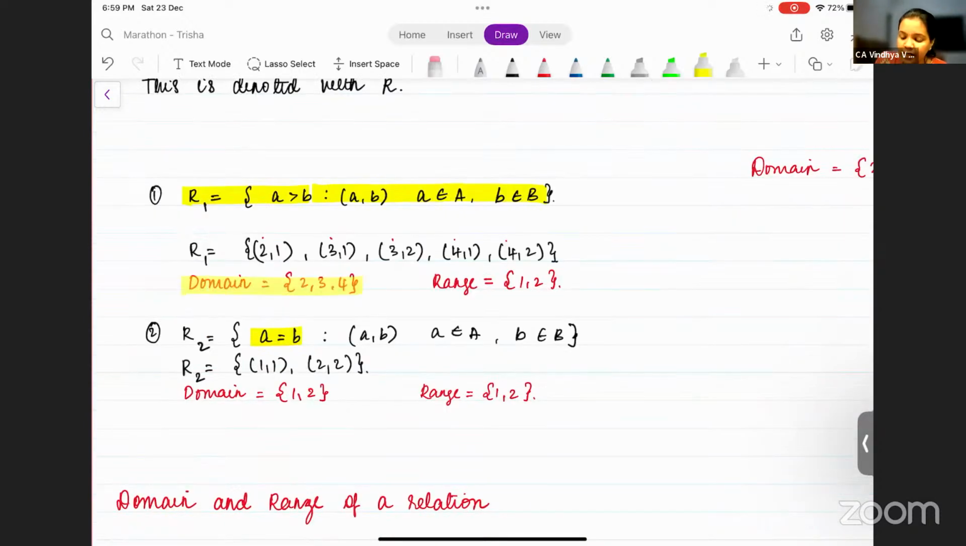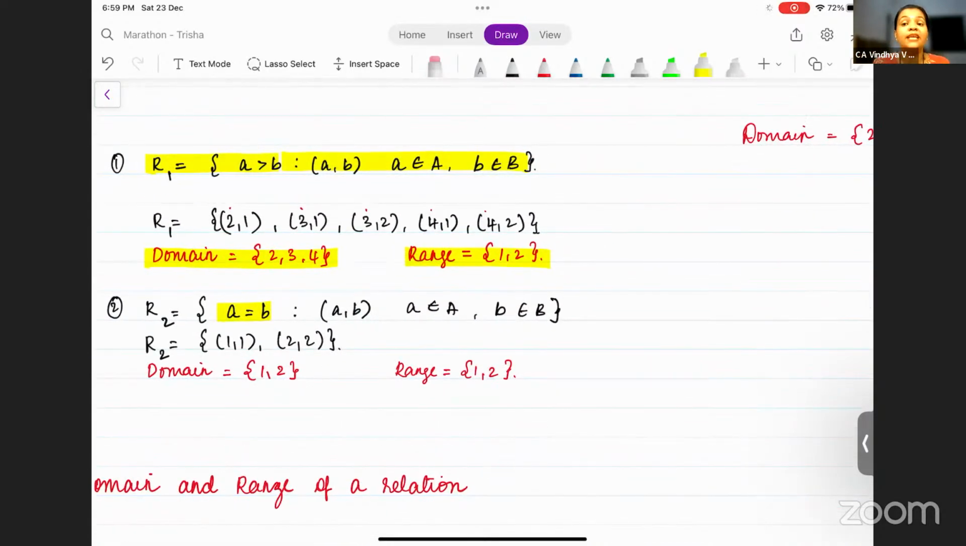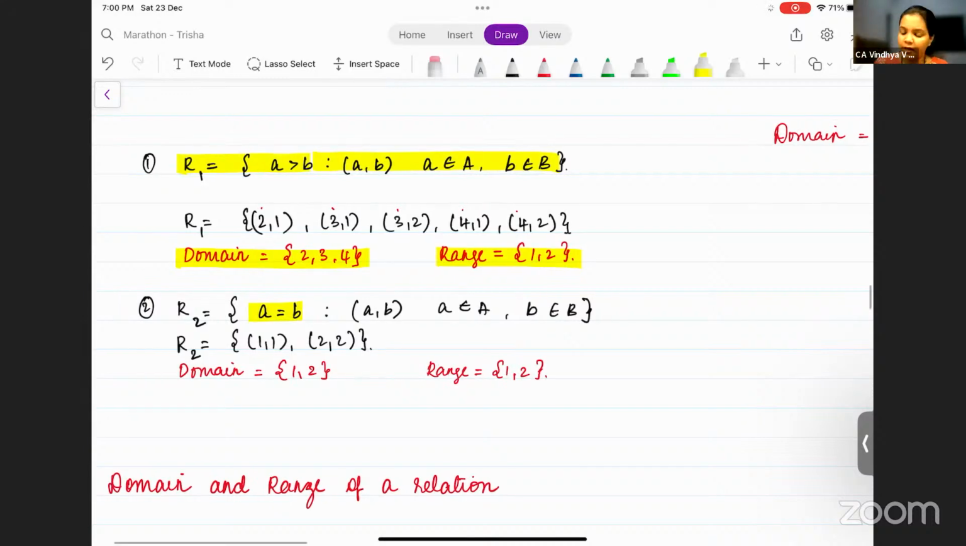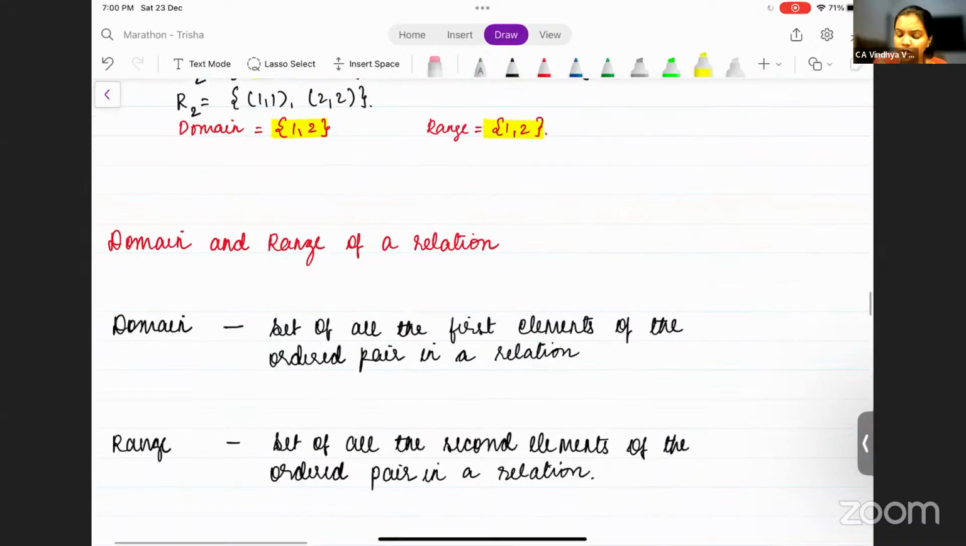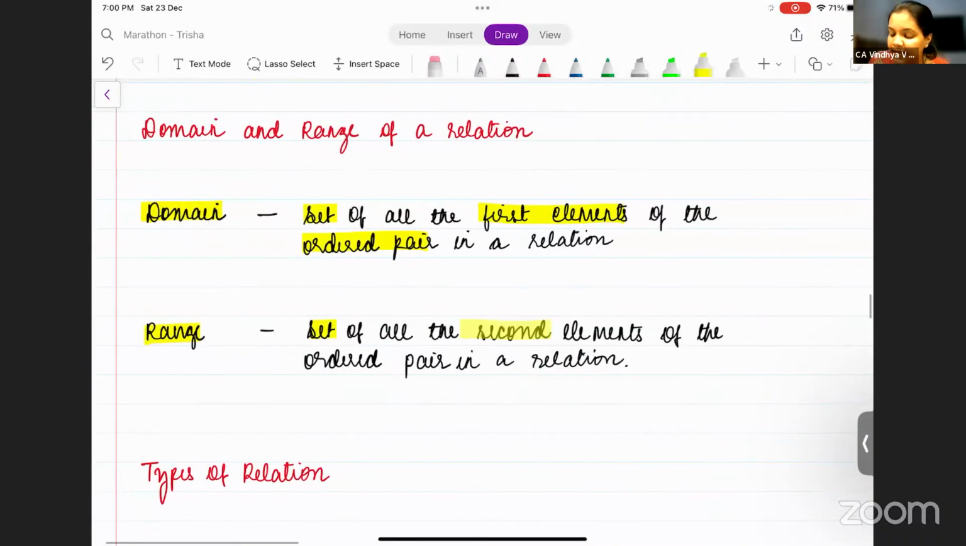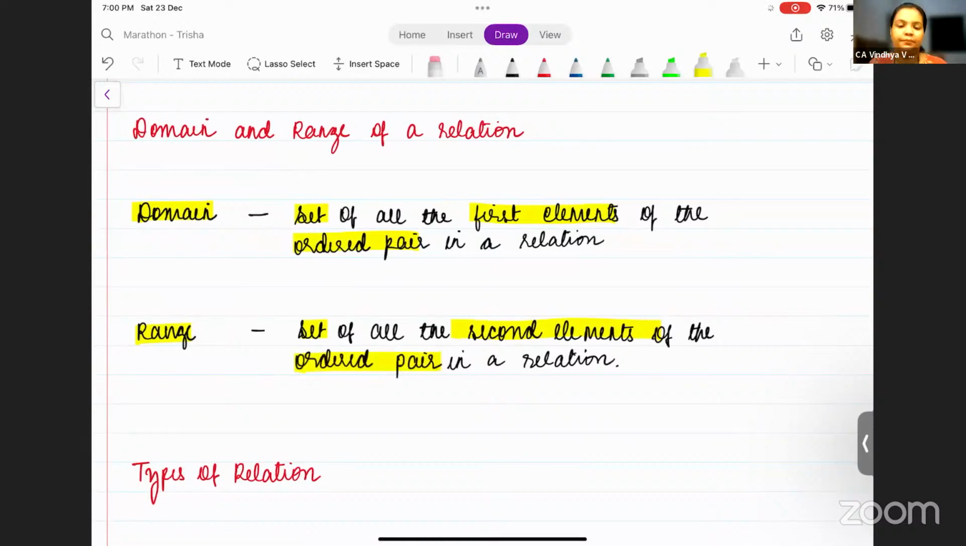You have two things to understand here, domain and range. Domain means all the first elements of the ordered pairs, and range is all the second elements of the ordered pairs. Again, I'm saying it is a set, so there cannot be repetitions. So 2 can be written only once, 3 can be written only once, similarly 4. Same in the case of range. Here domain is {1, 2}, range is {1, 2}. So what is domain? It is the set of first elements of the ordered pairs. Range is the set of second elements of the ordered pairs.